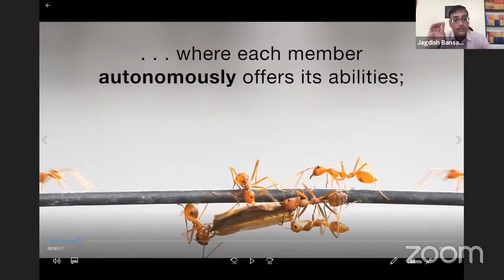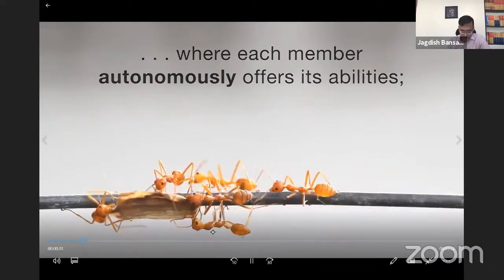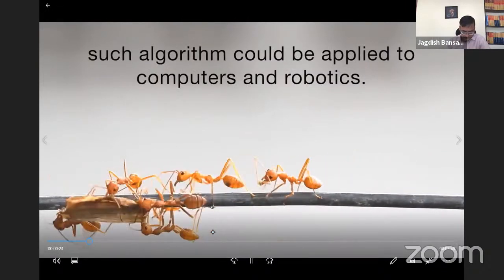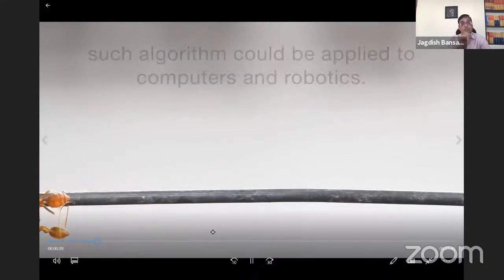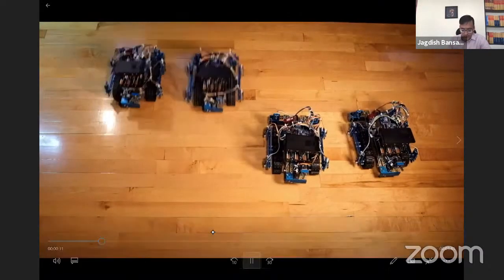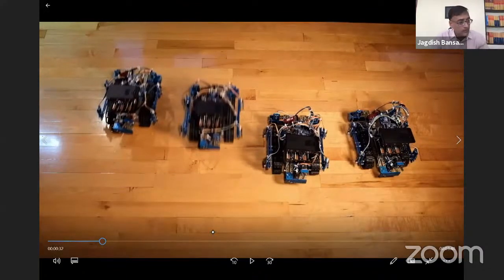Listen, swarm intelligence based algorithms are autonomous algorithms, an autonomous system. Look here, every ant is helping if it is sufficient for them. Otherwise, they are not helping. Look here, everybody is helping them. Such algorithms could be applied to computers and robotics, and we can take some benefit of this natural intelligence to solve the problems of human beings. We can take the help of this, and we can benefit from this intelligence from nature.